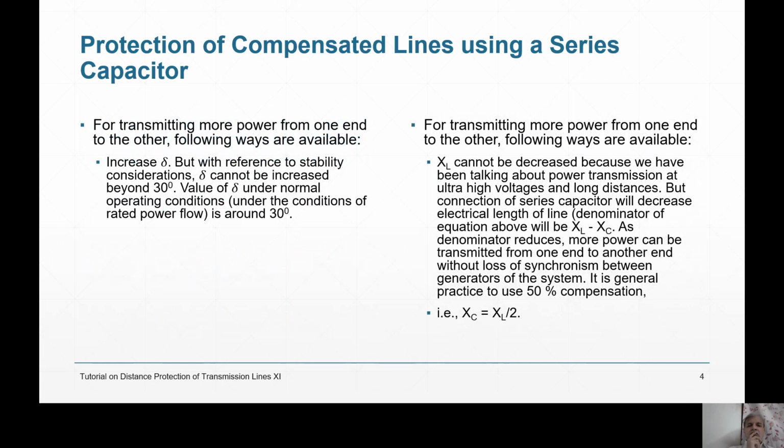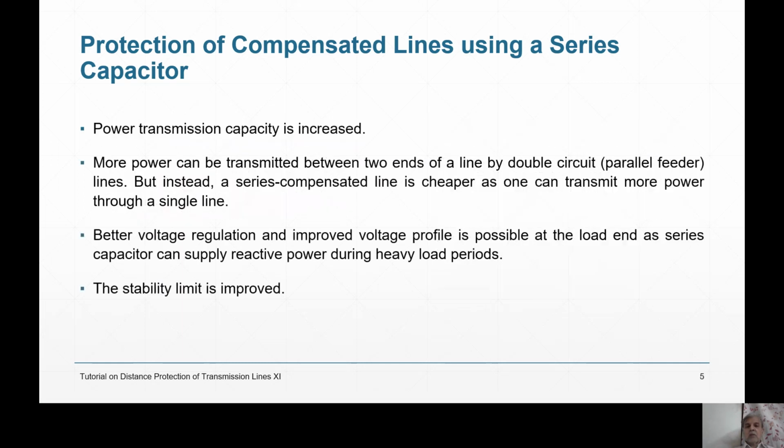Usually what is the solution? People use XL by 2, that is, the series capacitor should be half of the line reactance. So that way you will be reducing the electrical length. It is known as 50% compensation. 50% compensation is done. So if you use series capacitor, there are so many advantages.